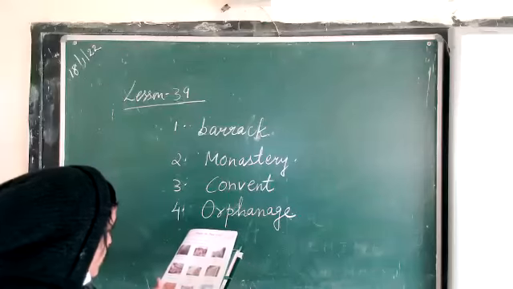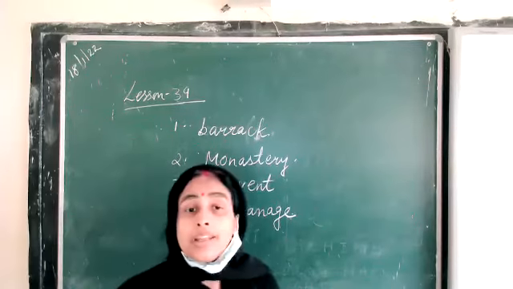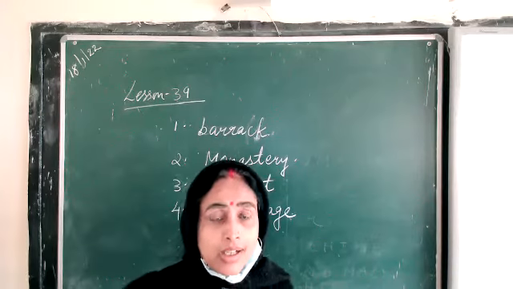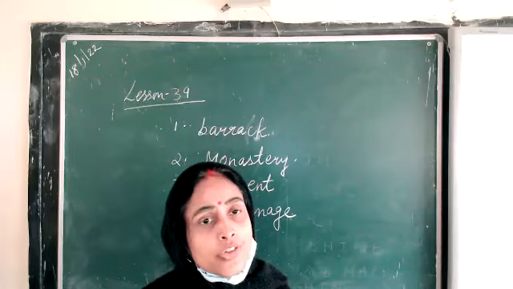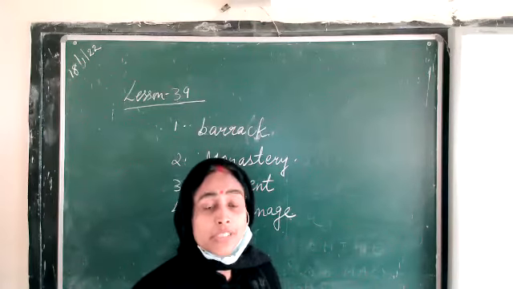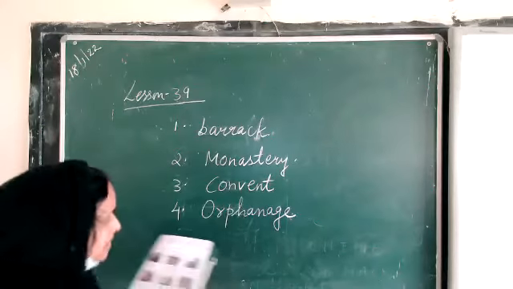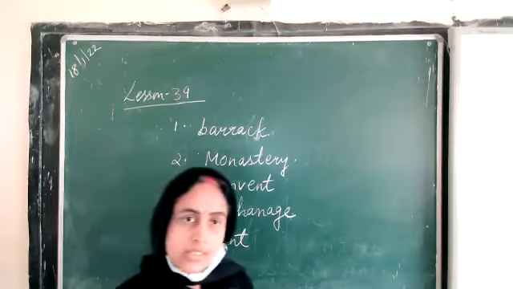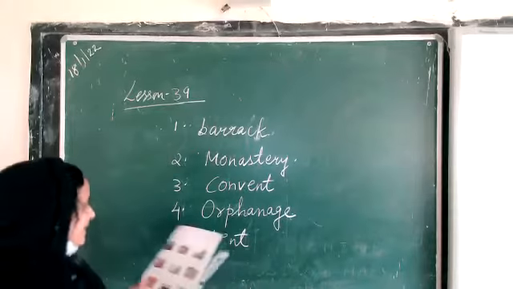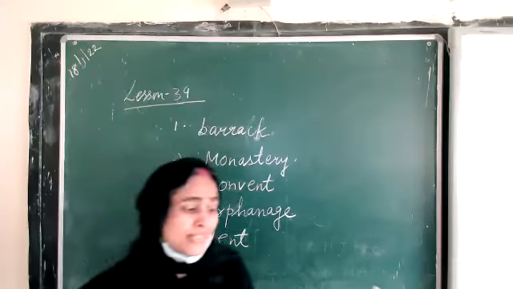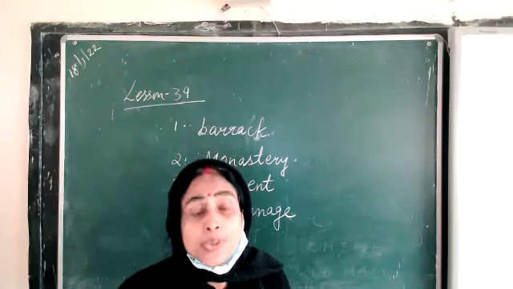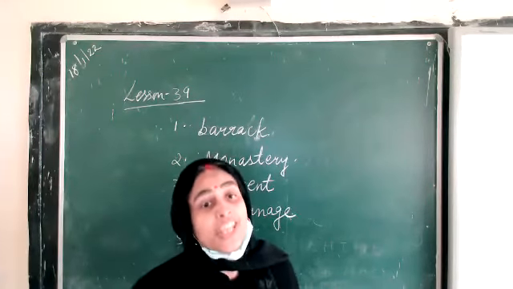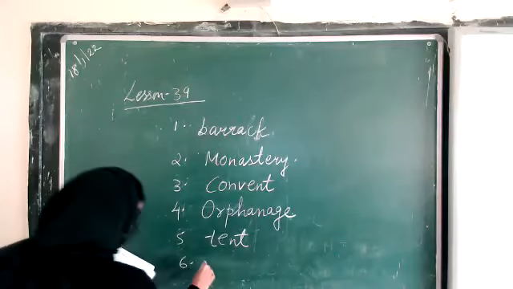Now next one. Nomads live in a tent. Nomads means those who go from one place to another in search of food. They don't have a permanent place. Where they live? Tent, T-E-N-T. Next, sixth one. Prisoners live in prison. Prisoners means those who commit some crime. So you write prison.